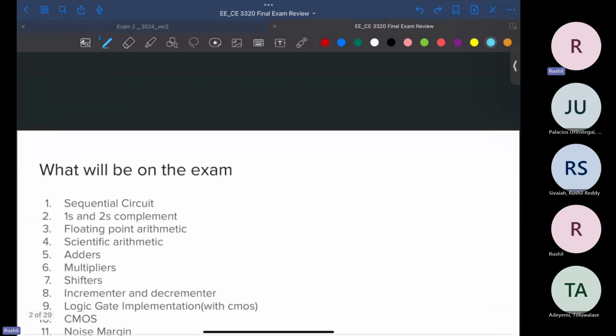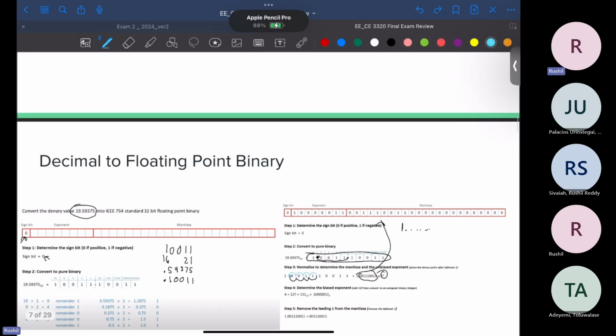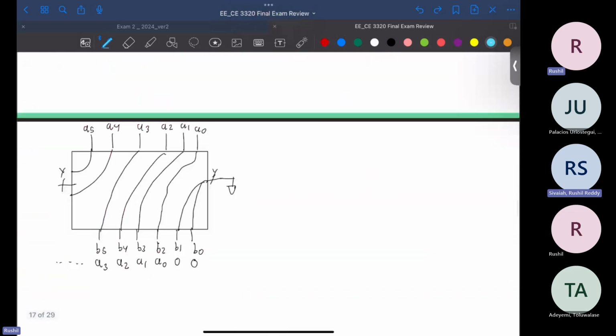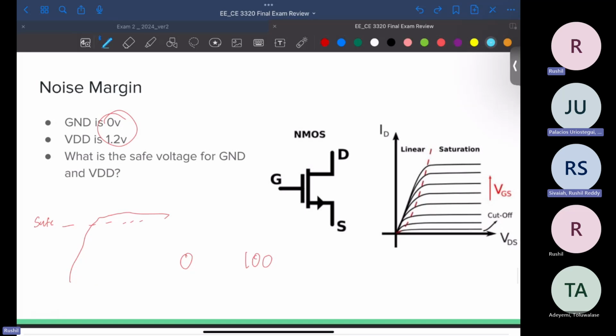What were the other topics at the bottom? It's power dissipation and accurate delay. He said that was going to be on it. He might not have taught it yet. Noise margin. Have we covered this one? I think we briefly covered noise margin, very briefly, on one of the slides.